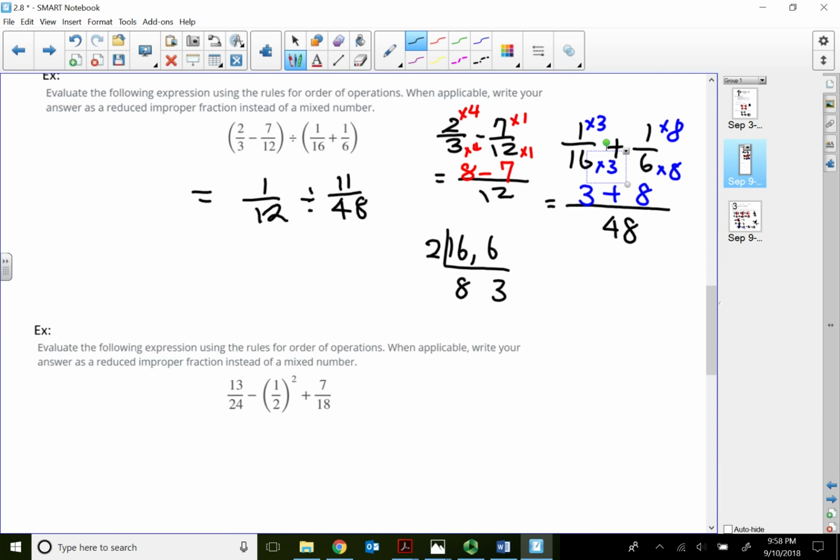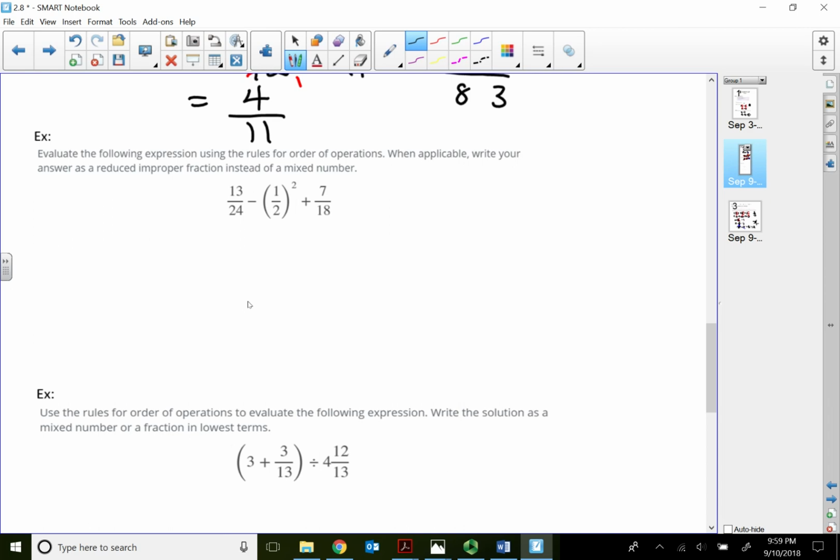All right, so now this problem becomes division of a fraction. So my first fraction doesn't change. Now it will be times the reciprocal, 48 over 11. And I believe 12 and 48 can be reduced by 12. That's 1 and 4. So my answer, 4 over 11.